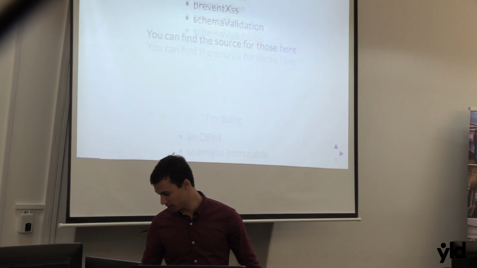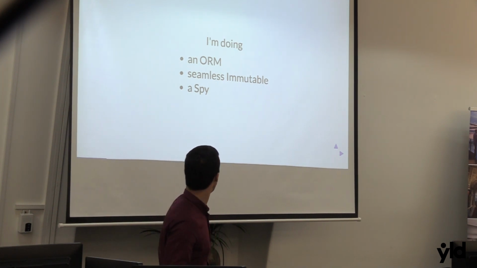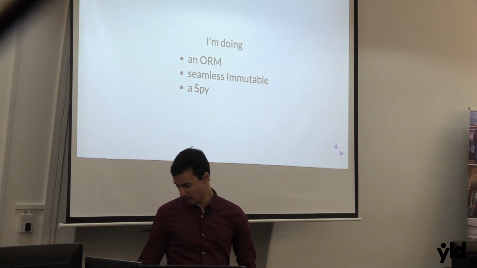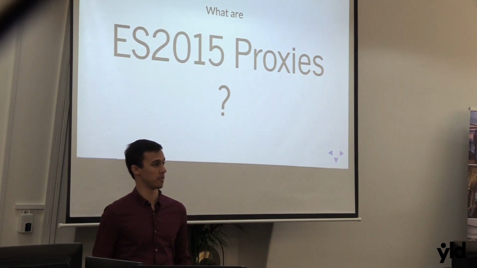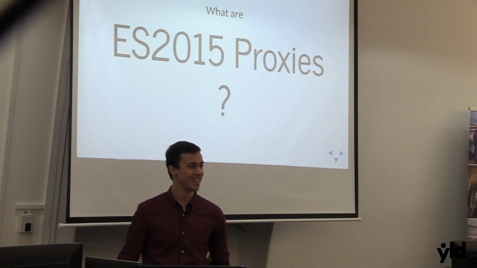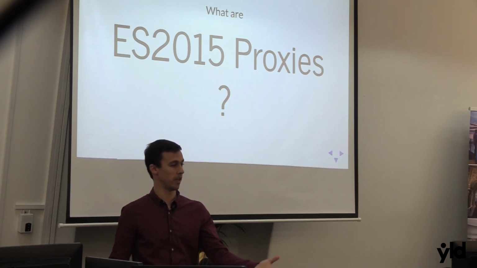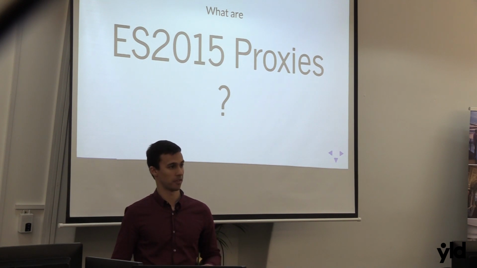And I'm going to do this: an ORM, a seamless immutable library, and a spy like you would use in mocks in Sinon, for instance. So what are ES2015 proxies? For everyone except that guy who went to James's talk, I have a link to James's slides here. He spends a lot more time explaining ES2015 proxies than I will, so you should definitely check out his talk. It's a great talk.